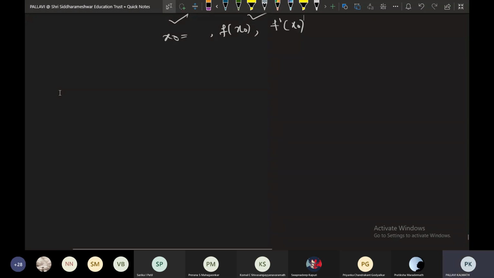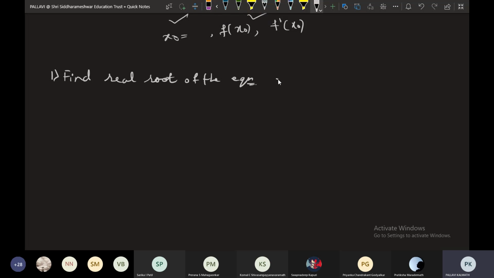So find the real root of the equation. Write the first example. Find the real root of the equation x cube minus 2x minus 5 equals 0, correct to 3 decimals.